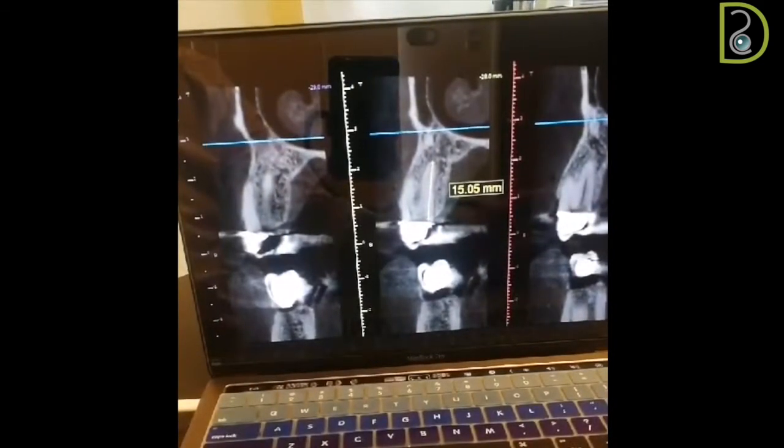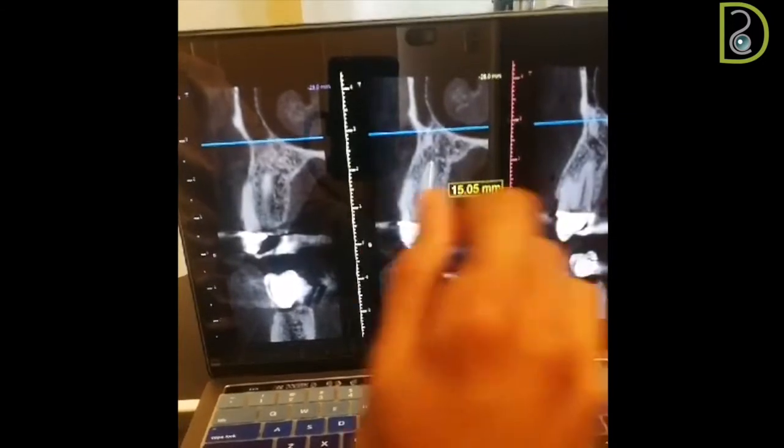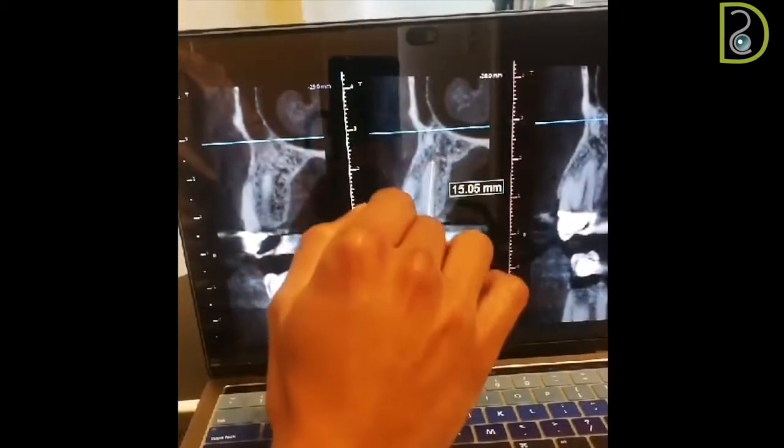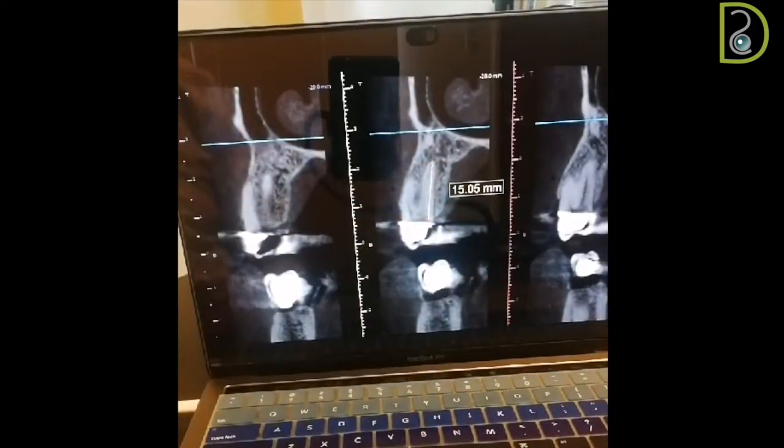So I took a CBCT and I found the patient has an extremely long palatal root, which is around 15 millimeters, as you can see here. So my question is, can we place an immediate implant? The answer is definitely yes. The other question, should we do it? For me, I would say no.